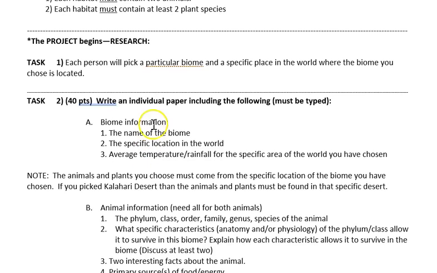You're going to write an individual paper. This is going to be worth 40 points. The information that you need is going to be in here. Again, you're going to submit it on Blackboard, and it will go through SafeAssign, so make sure that you are doing your own work.